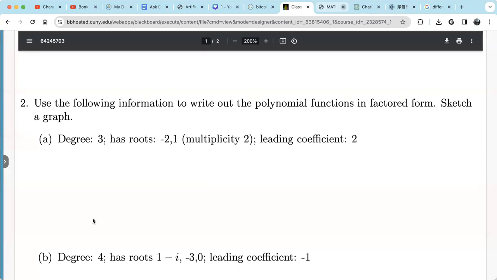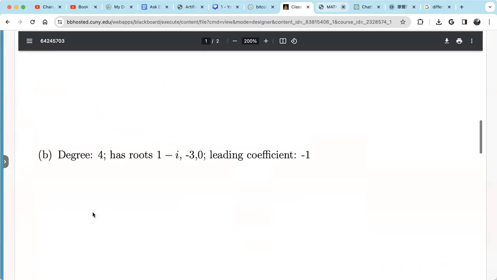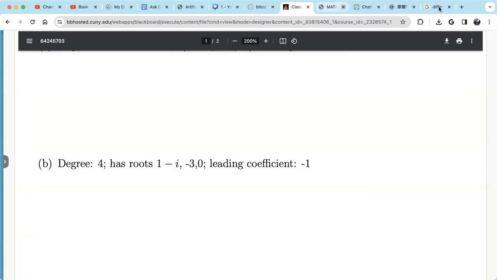Let's see 2. Let's see B. We always start with the f of x. F of x equals to, well, leading coefficient is negative 1. So let's put a negative 1 here. And has root 1 minus i, complex root. Then has negative 3, so we write x plus 3 and x, right?